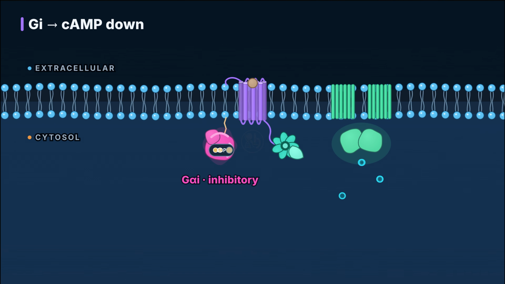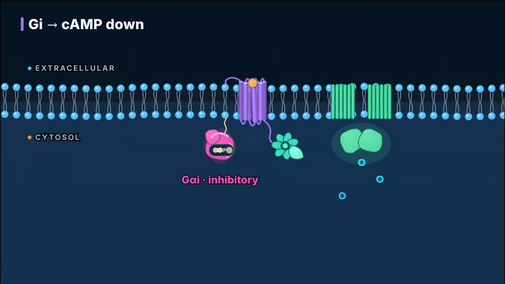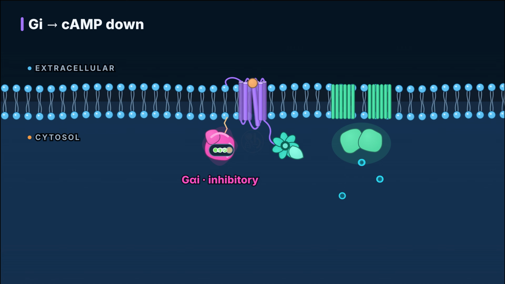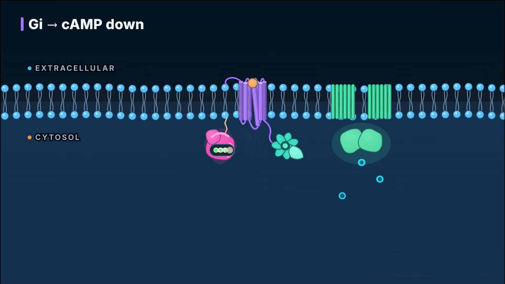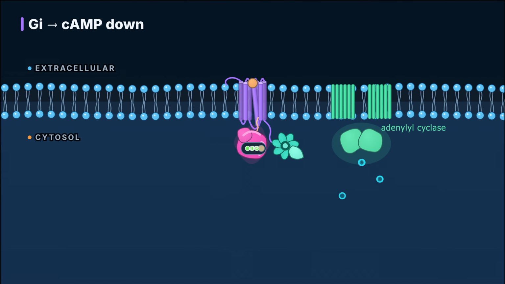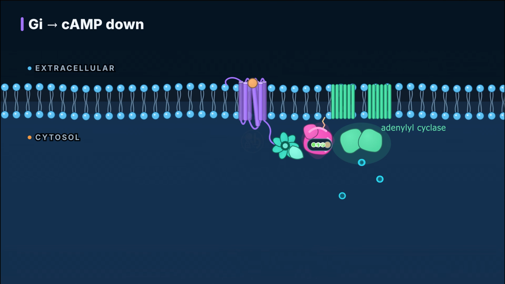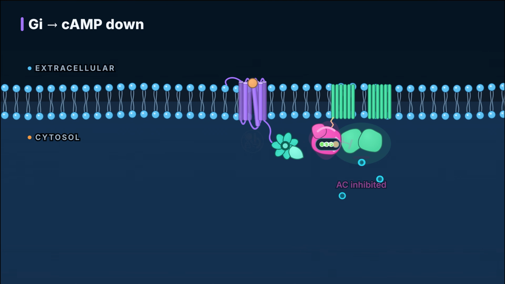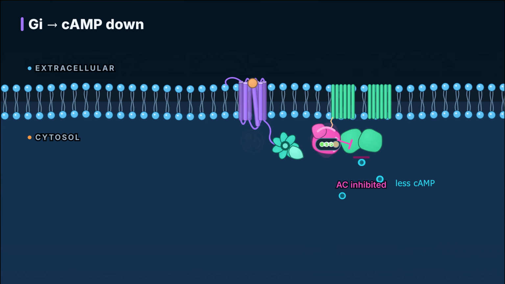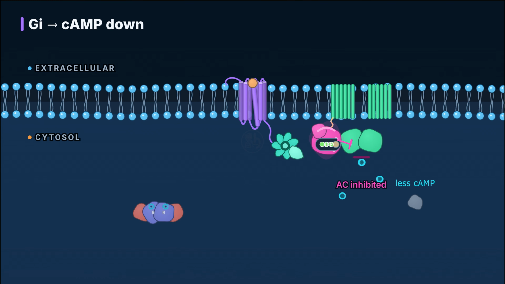Now, turn on GI, in which the letter I means inhibitory. A GI-coupled receptor activates G-alpha-I by replacing GDP with GTP. G-alpha-I-GTP binds adenylyl cyclase. Unlike G-alpha-S, it inhibits the enzyme. Less ATP is converted into cAMP. The cytosolic cAMP concentration falls relative to the stimulated level.